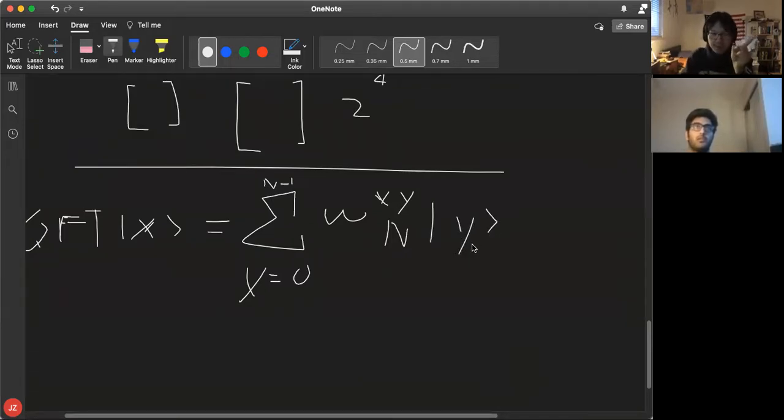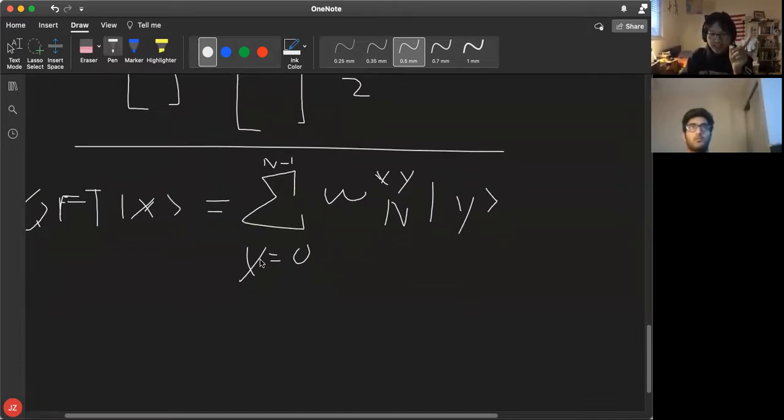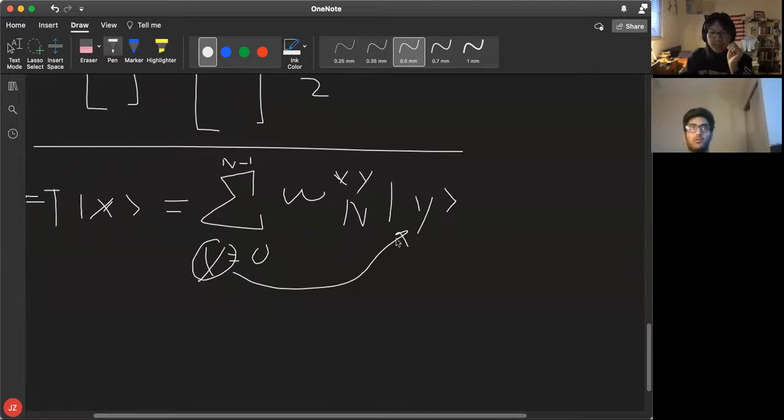Now, before I go any further, I want to point out something very important here. This summation, the variable that the summation is working with is y. Now, you also see the y inside of this ket. So what this means is that the ket isn't like a fixed thing in this. The ket is also kind of incrementing.